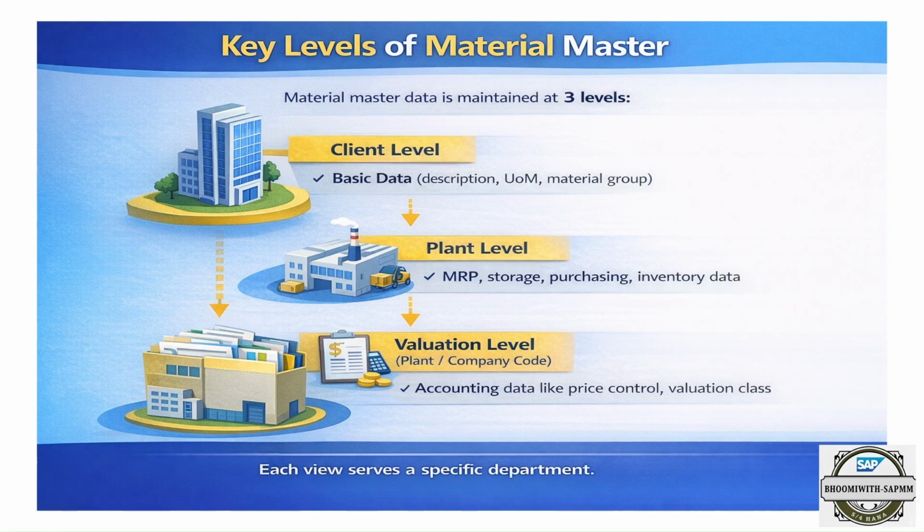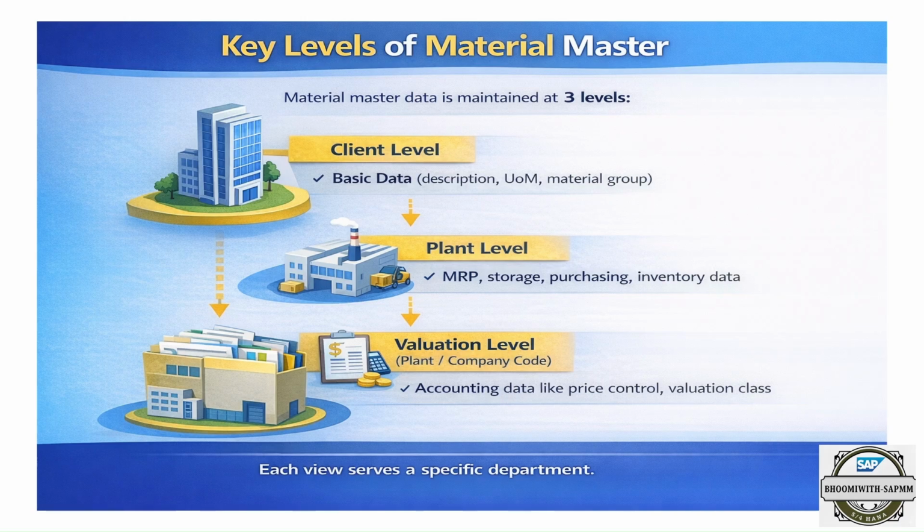Next, key levels of material master. Material master data in SAP S/4HANA is maintained at 3 key levels. First is the client level. At this level, basic data is maintained such as material description, unit of measure, and material group. This data is common and valid across the entire system.